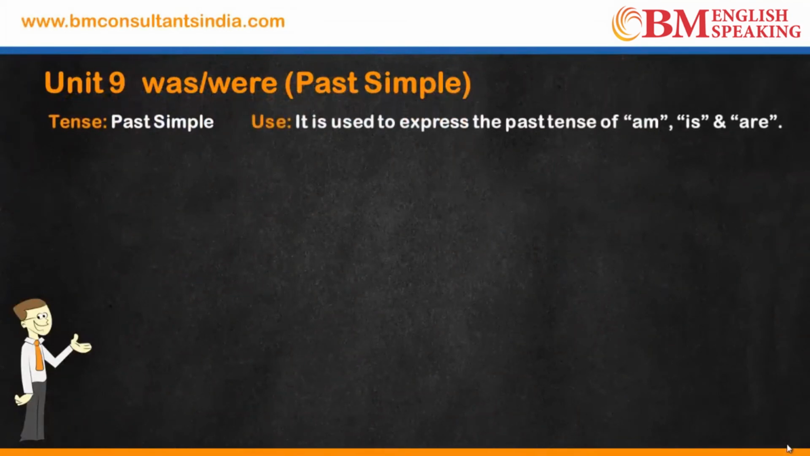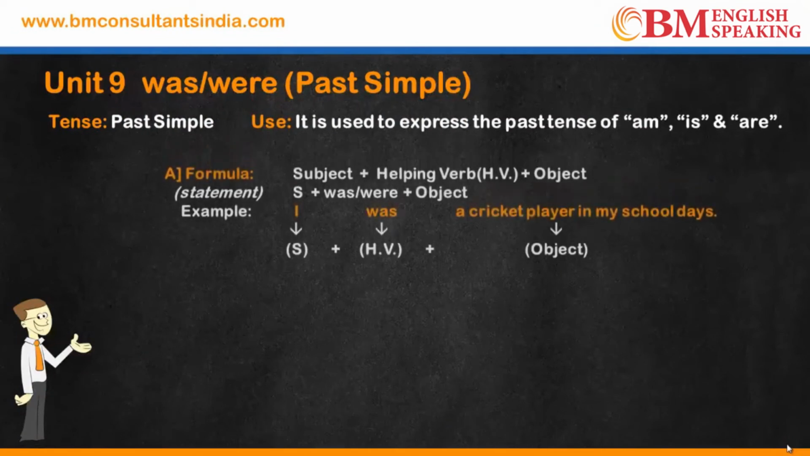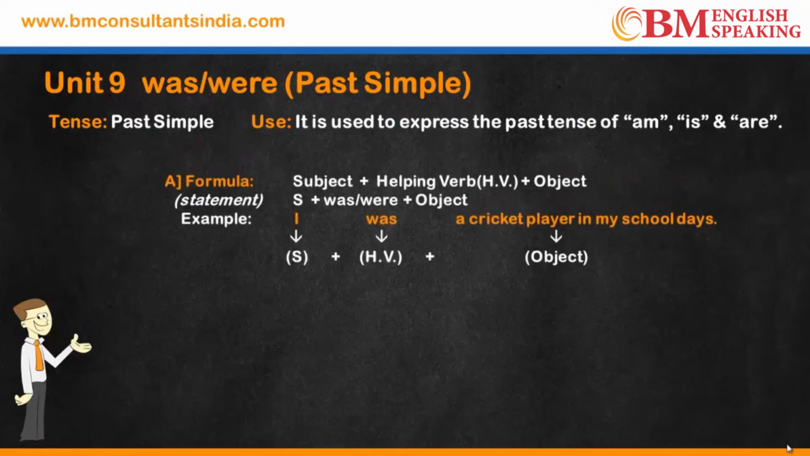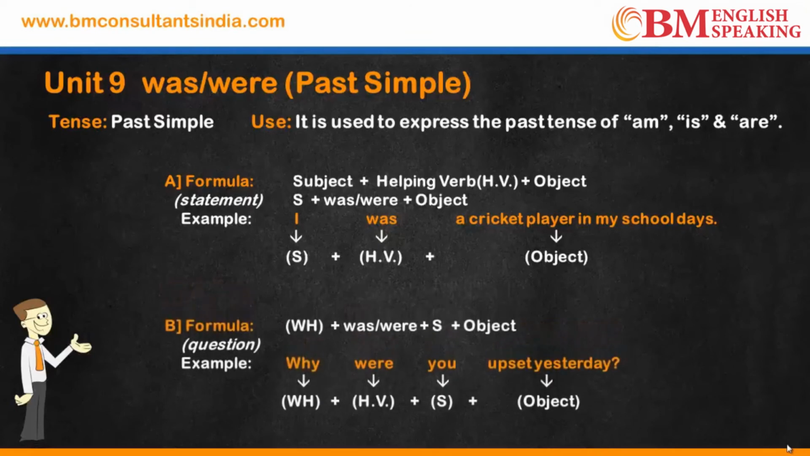The past simple tense is used to express things in the past. Let's look at the structure of a sentence in past simple tense. I was a cricket player in my school days. I is a subject, was is the helping verb, a cricket player in my school days is the object.